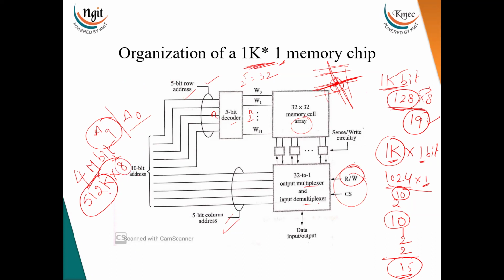Now in this case, how many address lines are required? You write this in the form of powers of 2. Kilo can be written as 2 to the power of 10 and 512 can be written as 2 to the power of 9. So a total of 19 address lines are required to design the 4 megabit chip. This is the internal organization of the memory chip. In the next lecture, we will see the types of RAMs.